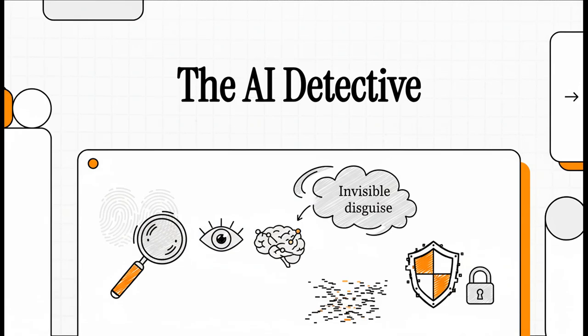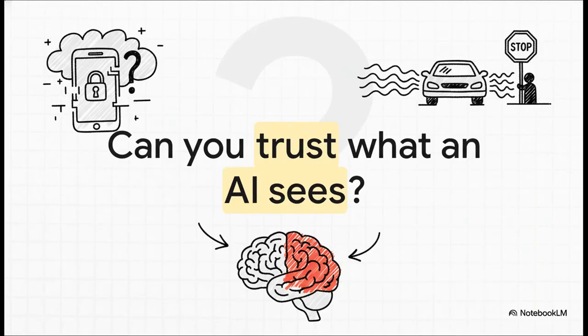All right, let's play detective. Our case today involves an AI, and our mission is to unmask a very clever kind of digital imposter. A disguise so subtle, it's literally invisible to our eyes. It's a pretty straightforward question, right? But the answer is, well, it's complicated.